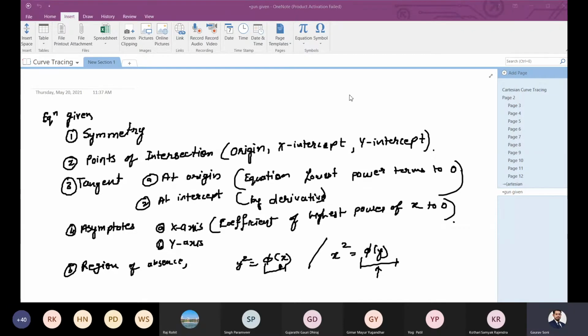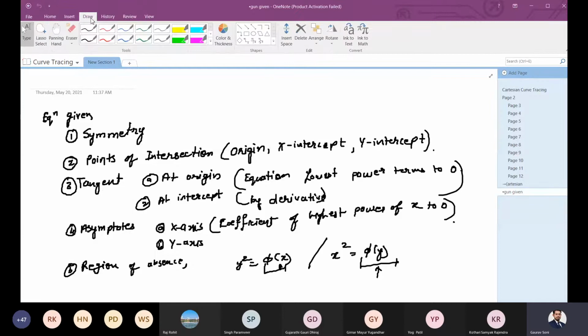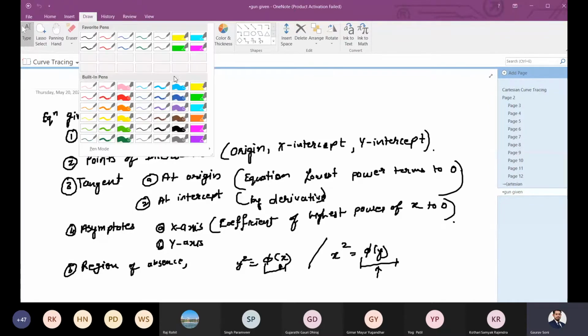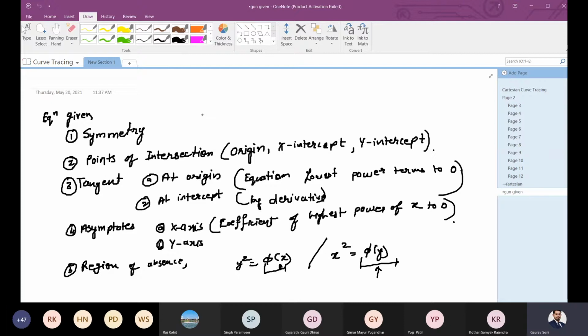Yes, sir. So in the previous lecture, we started with tracing of the Cartesian curve. I have already introduced all the techniques involved in tracing a Cartesian curve, and the summary of it was: whenever a Cartesian equation is given, the first thing we will do is check the symmetry, as you can see on the screen. There are different types of symmetry: when the curve is symmetric about x-axis, about y-axis, about the y equal to x line, and the fourth one about the pole.